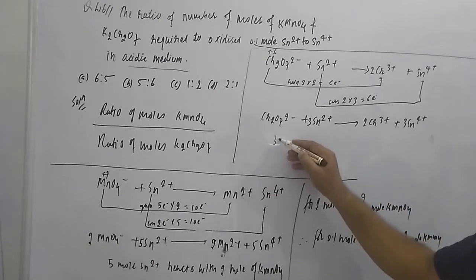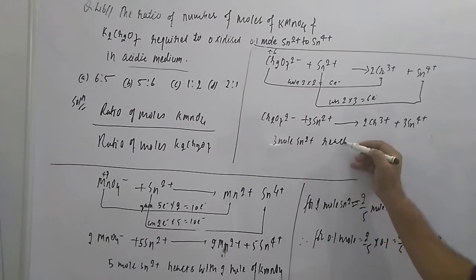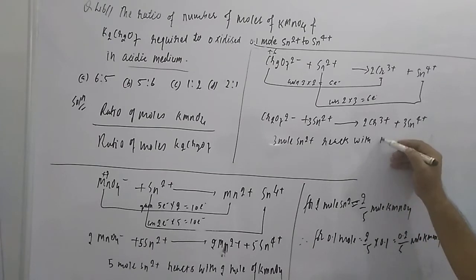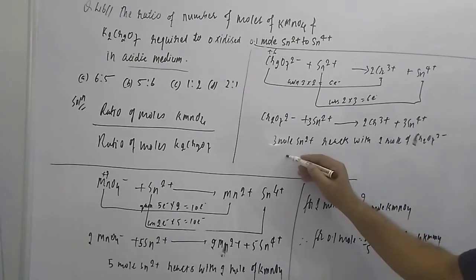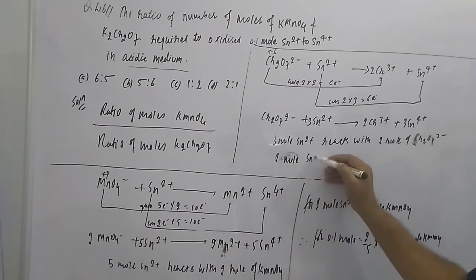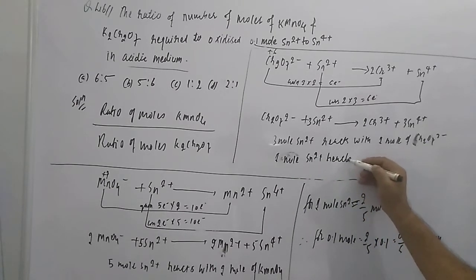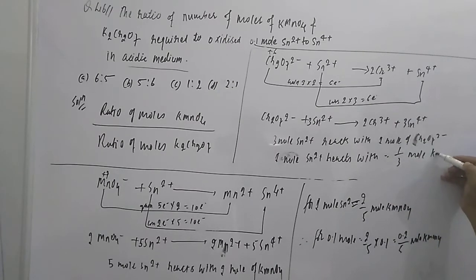So 3 moles of Sn2+ react with 1 mole of K2Cr2O7, or you can write Cr2O7 2 minus. So how to calculate for 1 mole of Sn2+? It reacts with 1 by 3 mole of K2Cr2O7, or better, Cr2O7 2 minus. This much is over, student.